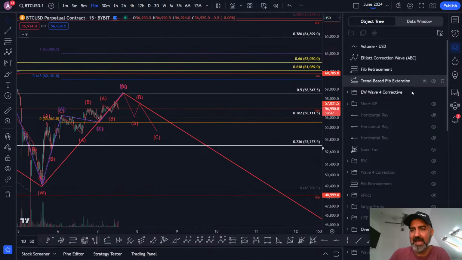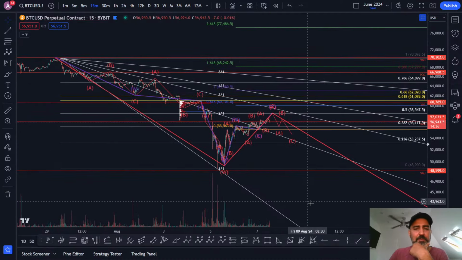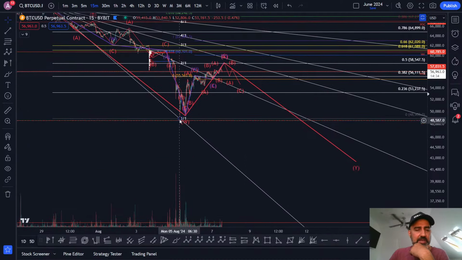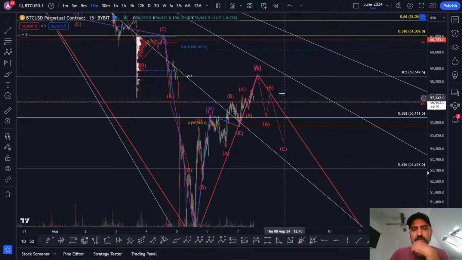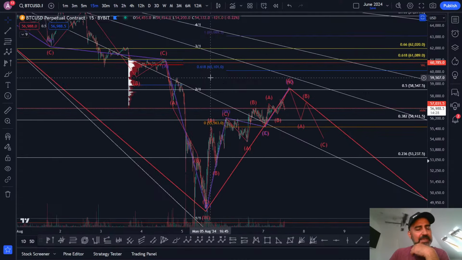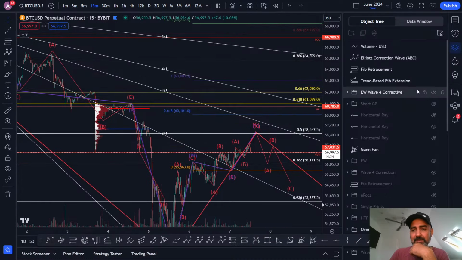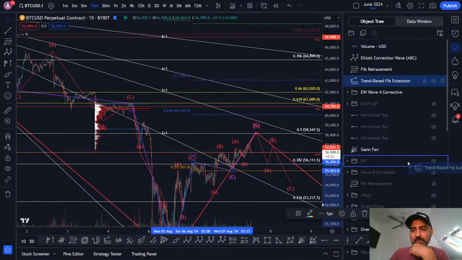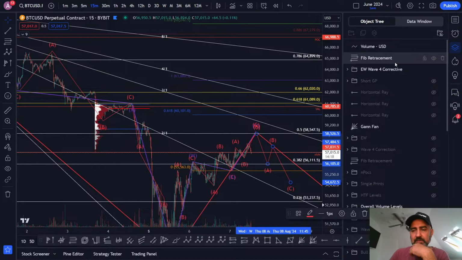So I've got this GAN fan which I posted yesterday. With the GAN fan, I've taken it from the top pivot to this pivot low that we put in, and I do like it. I like it for different reasons. It's not obvious why I like it. Let me just put these into their own groups so I can hide them now quickly.